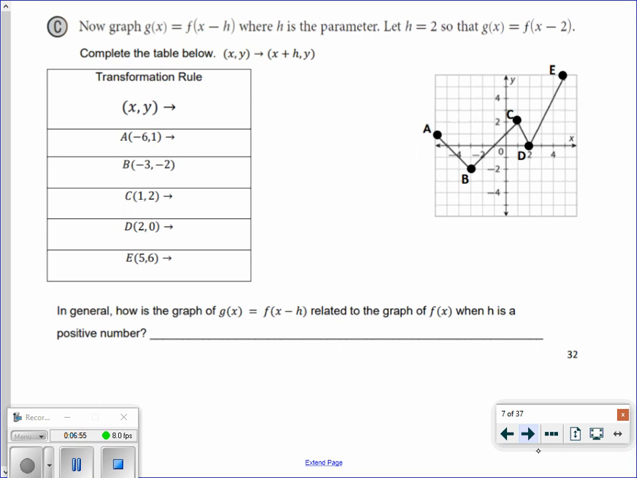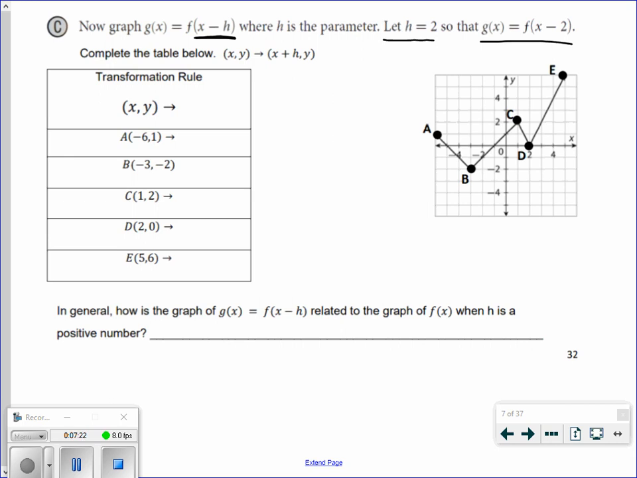All right, now for C, now graph g of x equals f of x minus h, where h is the parameter. So h is 2, and we get g of x equals f of x minus 2, and we're going to complete the table like before and graph our new function. So when it comes to h's and b's, or really anything that's inside of the parentheses of f, it's going to act kind of weird. It's going to act differently than you expect. It's going to act almost like the opposite of what you'd expect.